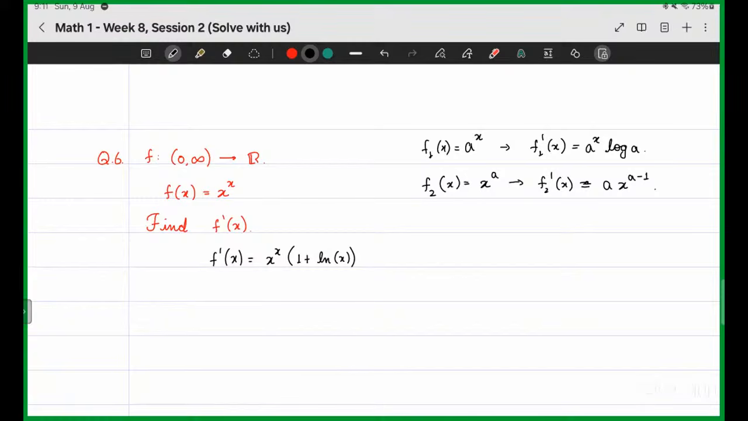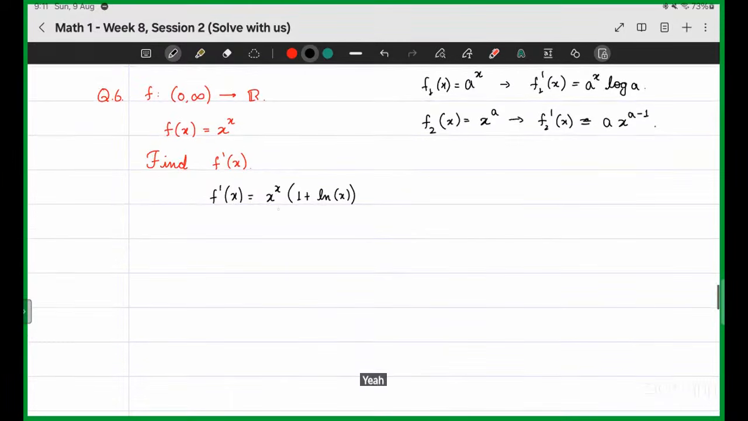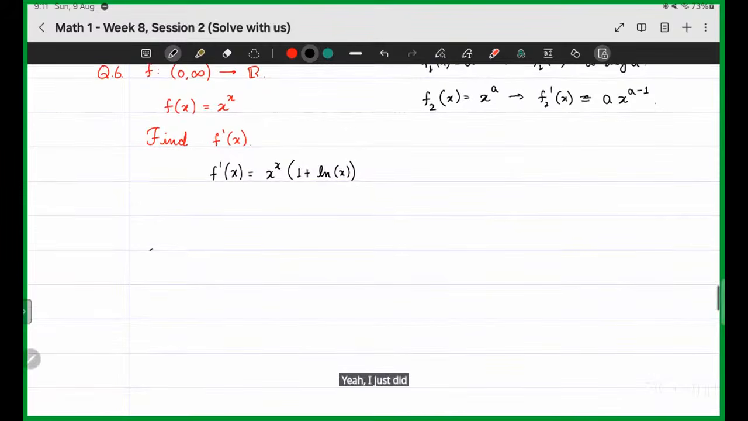So, sir, is the method correct or is there some discrepancy? There is a small point which I'll point out. Taking the log on both sides, yeah, I just did. Okay, let me give the solution and then we'll discuss that point.